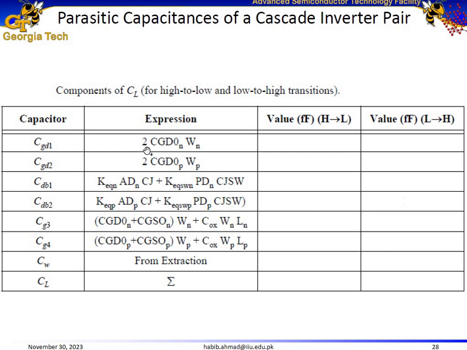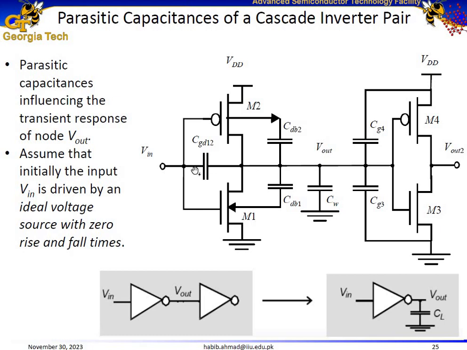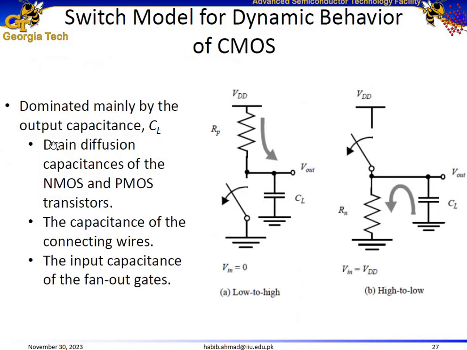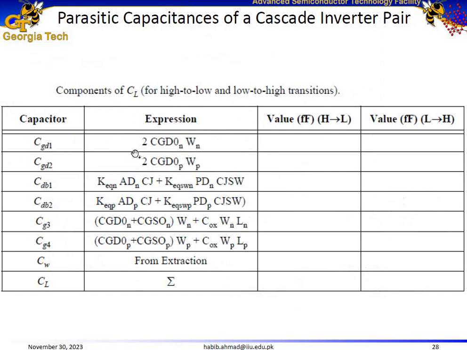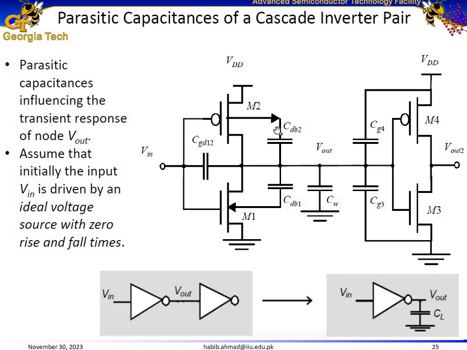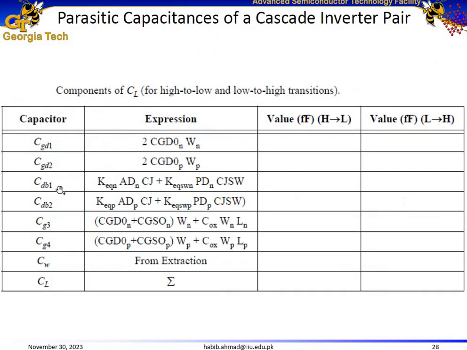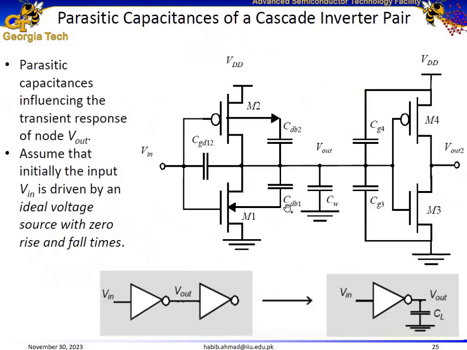For calculating the capacitances of the inverter in cascade, we already discussed different components. As we already discussed, it has this component CGD1, the gate to drain overlap capacitance. So we've got to calculate that. Similarly, CGD2, the gate to drain overlap capacitance of the PMOS. So we need to calculate that as well. Then we need to calculate the diffusion capacitance of the NMOS. And this further has two components: a bottom plate capacitance and a side wall capacitance.